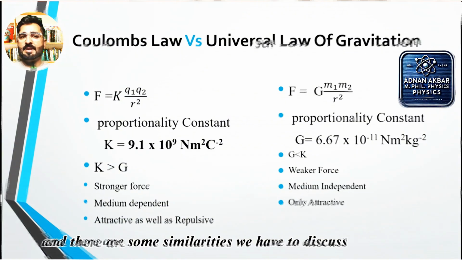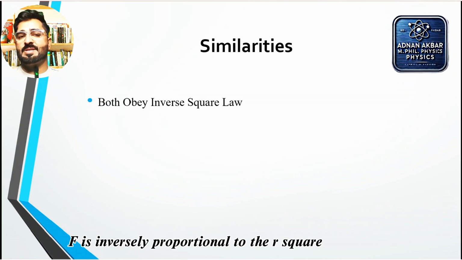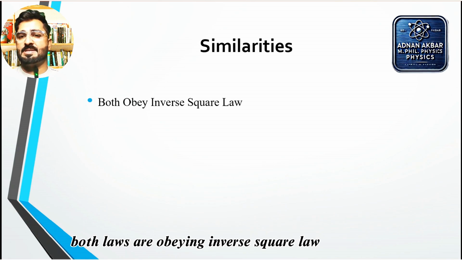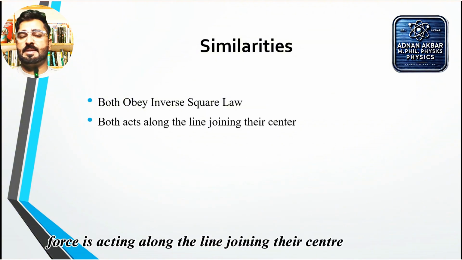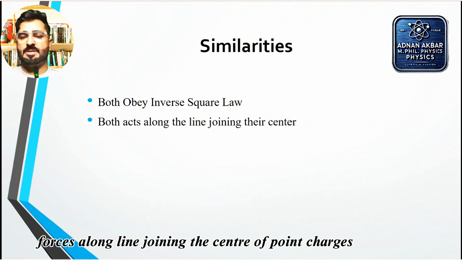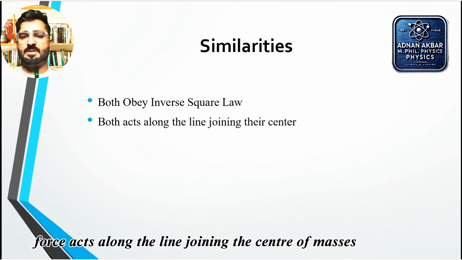And there are some similarities we have to discuss. Both obey the inverse square law. We have observed in both formulas, F is inversely proportional to R square, which shows that both laws obey the inverse square law. And in both cases, force acts along the line joining their centers. Like in Coulomb's case, force is along the line joining the centers of point charges, while in case of the gravitational law, force acts along the line joining the centers of masses.